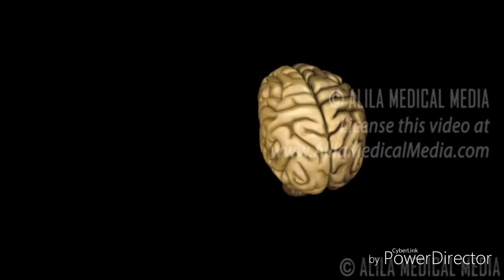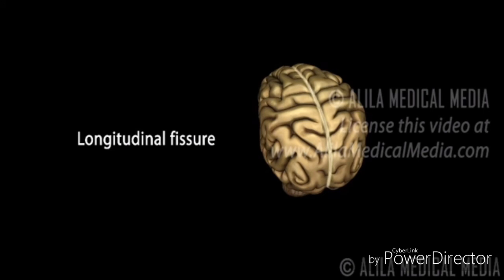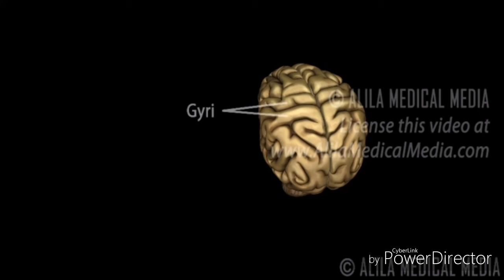The cerebrum consists of two cerebral hemispheres. The left hemisphere controls the right half of the body. The right hemisphere controls the left half of the body. The two hemispheres are separated by a deep groove called the longitudinal fissure. Each hemisphere has a number of folds called gyri, separated by grooves called sulci. A major landmark is the central sulcus.